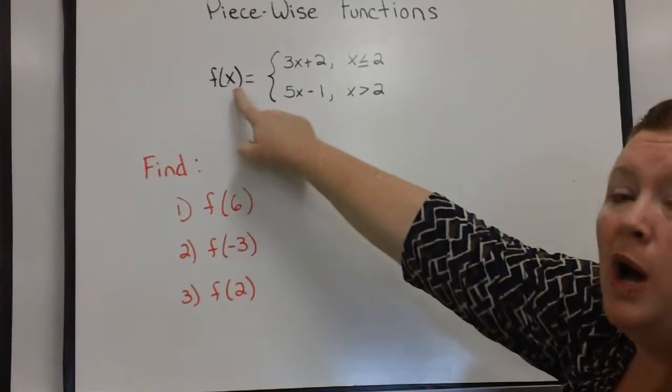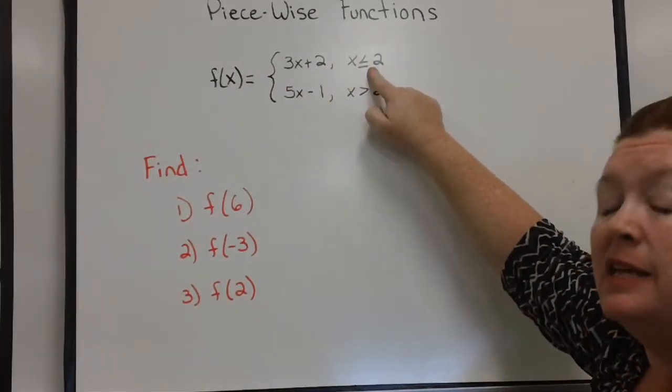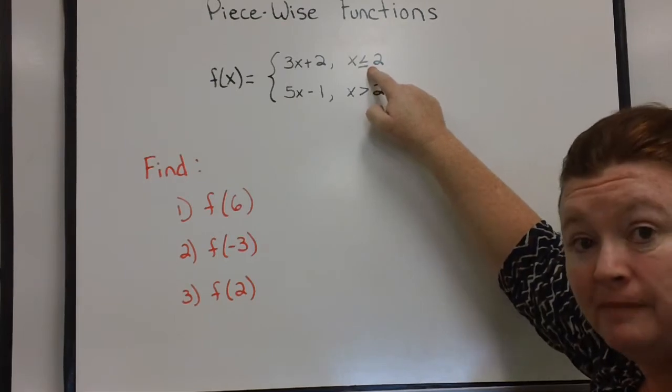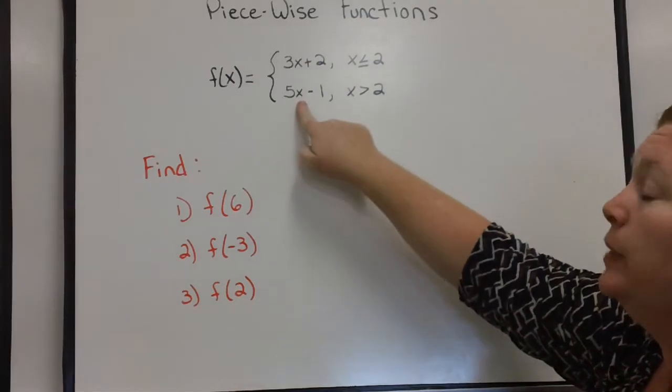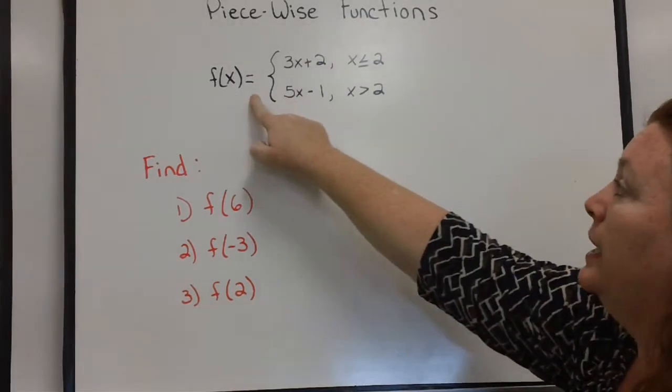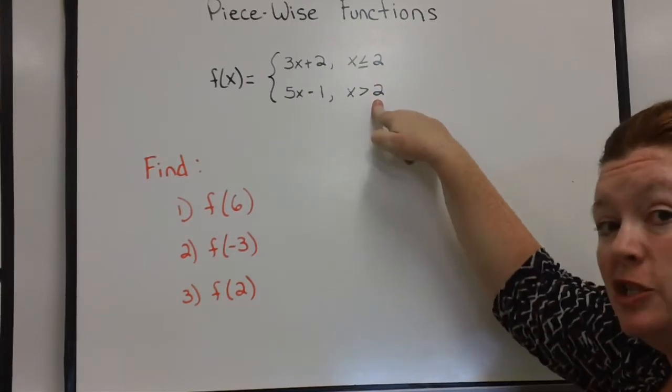I only want y equals 3x plus 2 whenever x is less than or equal to 2. If x is greater than 2, then I don't want to use that equation. I want to use this one. y equals 5x minus 1 only when x is greater than 2.